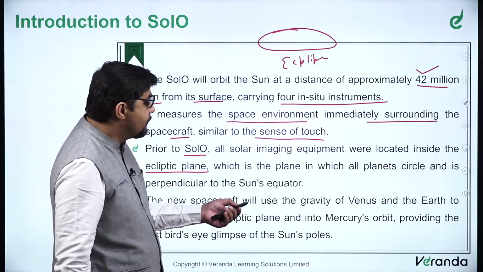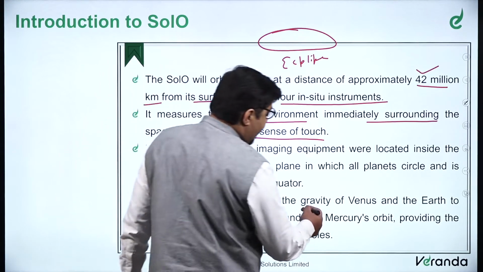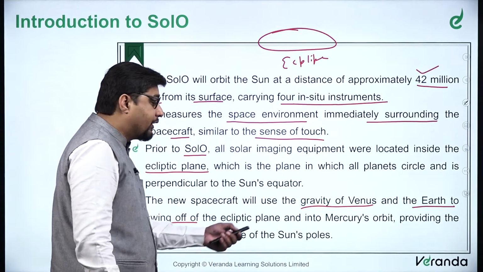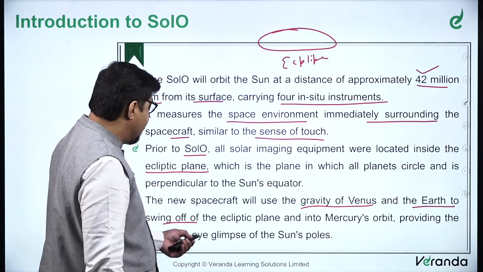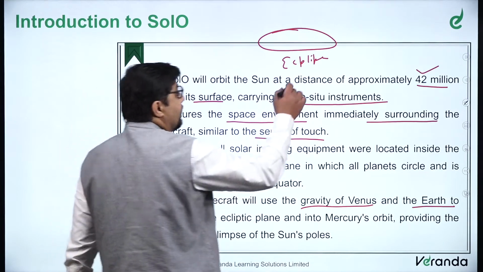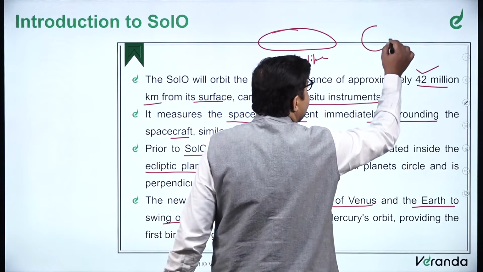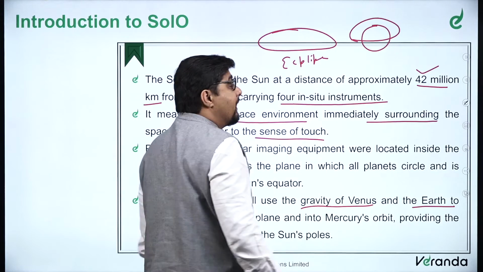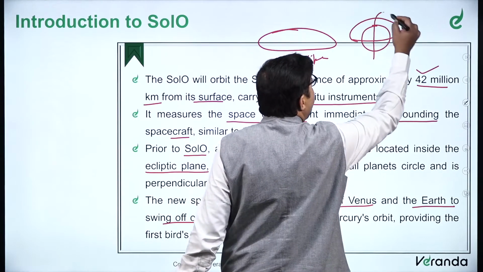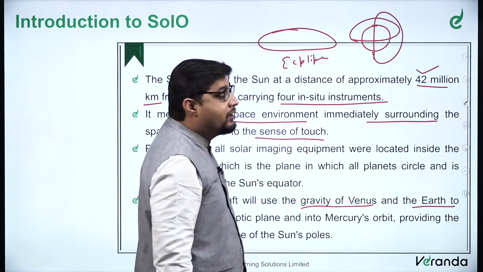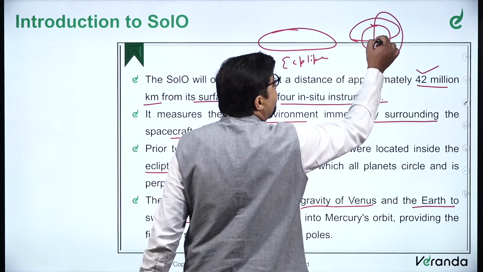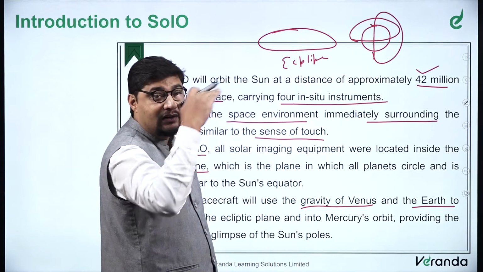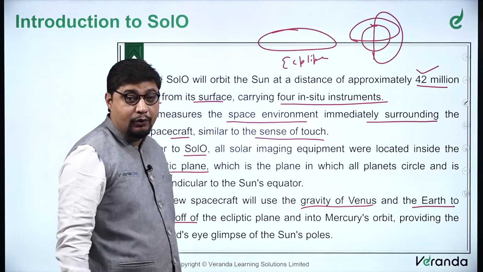The new spacecraft will use the gravity of Venus, remember this, gravity of Venus and the Earth to swing off of the ecliptic plane and into Mercury's orbit, providing the first bird's eye glimpse of the sun's poles. So this is important. See, all other missions, if they say this is the sun, all other missions are revolving or orbiting around the sun in an equatorial path. But this mission is special because it will be orbiting in the polar regions. So it will give us the glimpse of the poles. It is perpendicular to the sun's surface. So that's why we will for the first time have the glimpse of the sun's poles.